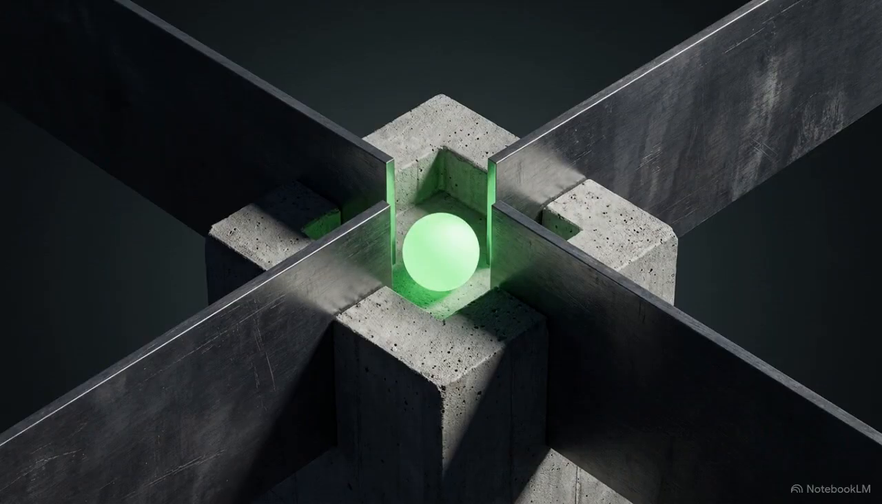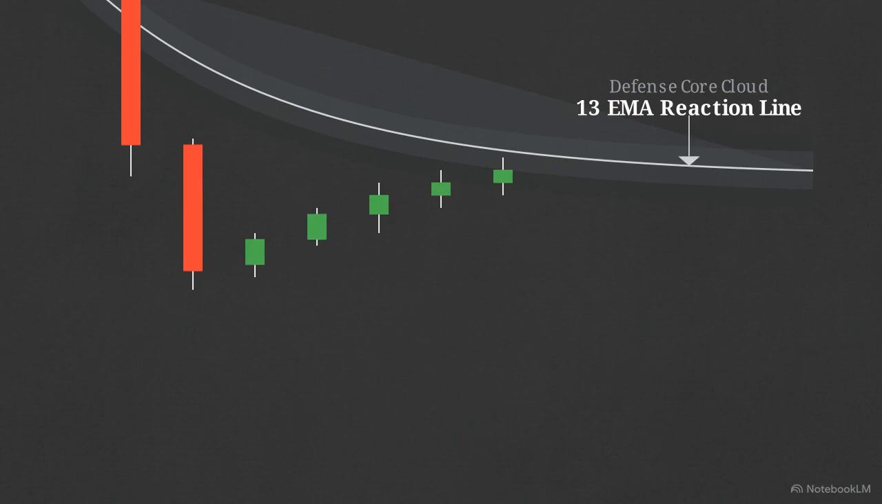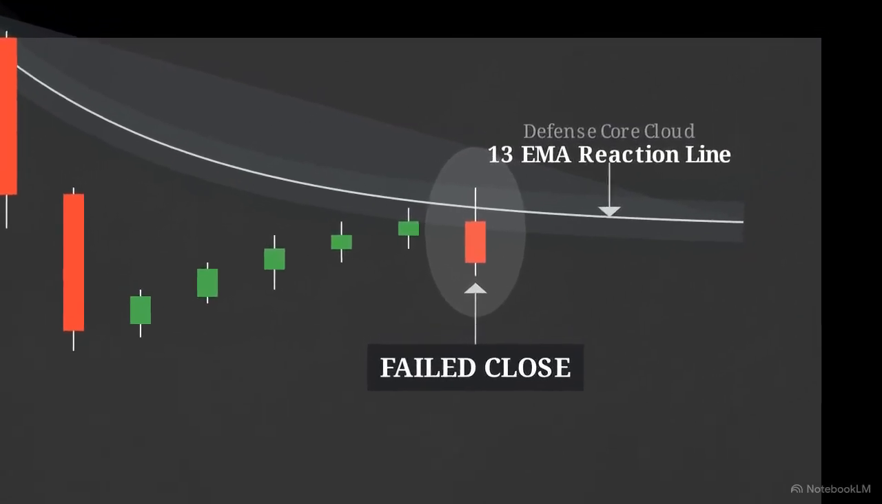Once displacement is established, the focus shifts to setup number 3, the reload. We look for price to drift back upward on low volume, slowly returning toward the area of the initial drop. Price drifts into the defense core cloud, making contact with the 13 EMA reaction line. The trigger occurs when a candlestick wicks into that 13 EMA, but produces a solid body closing firmly below the line. This specific price action is the failed close.